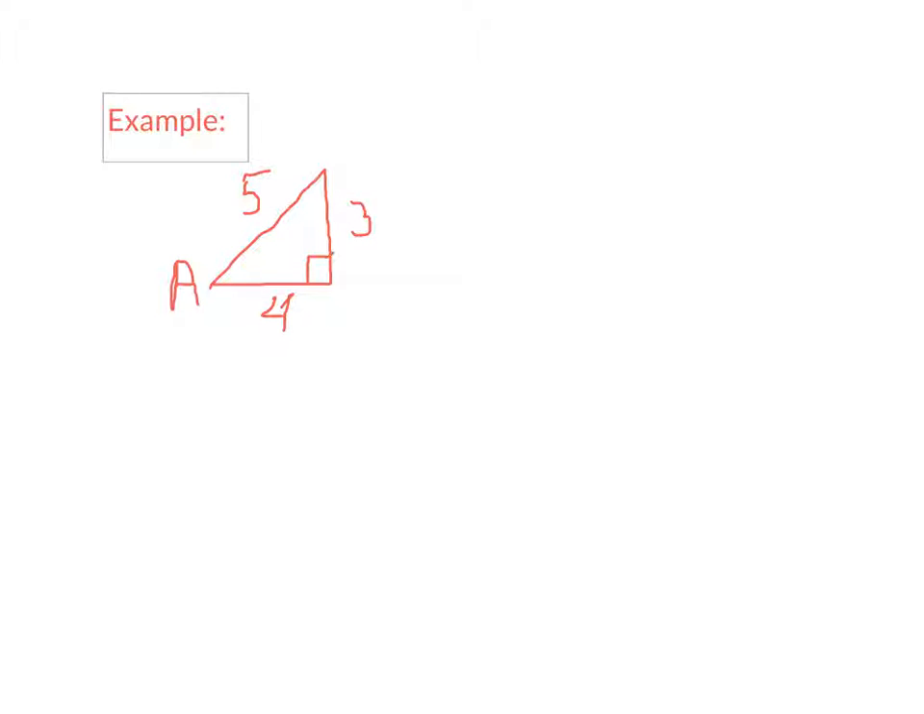Now I want to know the 3 trig functions for angle A, the 3 trig ratios of angle A. So I'm going to start off by talking about the sine of A. Well, if you remembered what we were talking about, the sine of an angle is equal to the length of the side opposite that angle divided by the length of the hypotenuse. Or in the case of our example here, it's simply equal to 3 over 5.